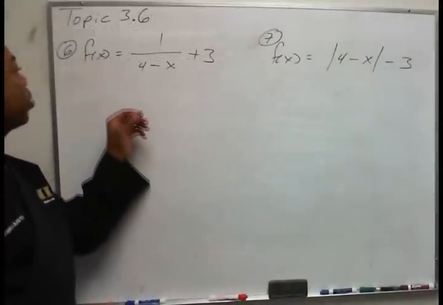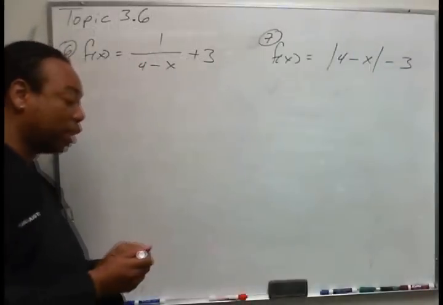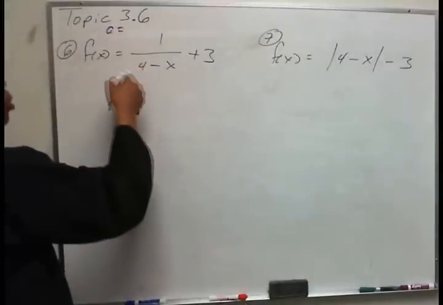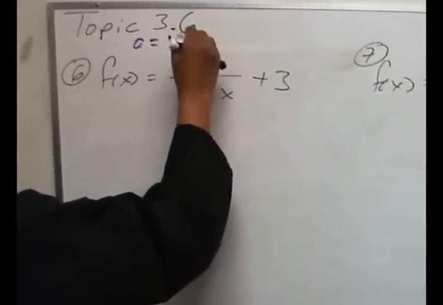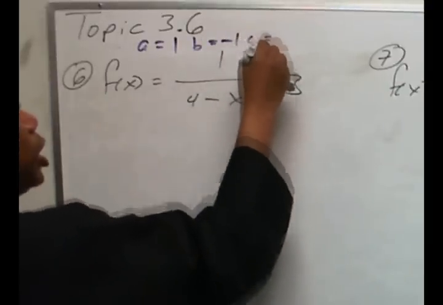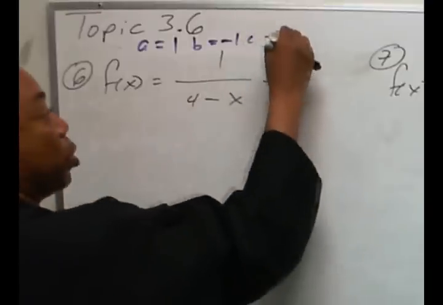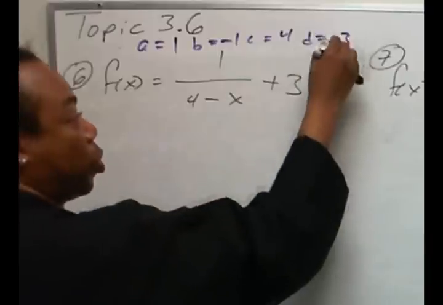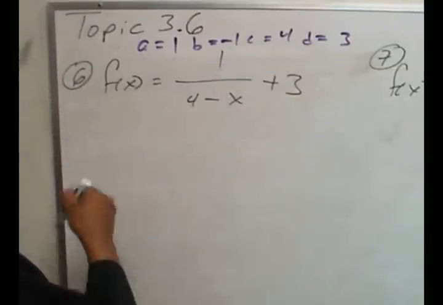Okay. Now we'll be graphing f of x equals 1 over 4 minus x plus 3. First, I will identify my parameters. The a parameter is any numbers multiplying on the outside, here, which is an understood 1. B is any number that is a coefficient of the x, which is negative 1. C is anything that's adding on the inside with the x, and that's a positive 4. The d parameter is anything adding on the outside. This is a 3.